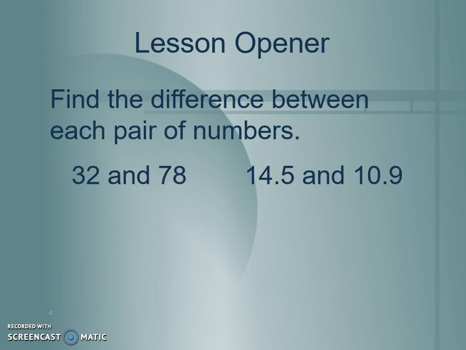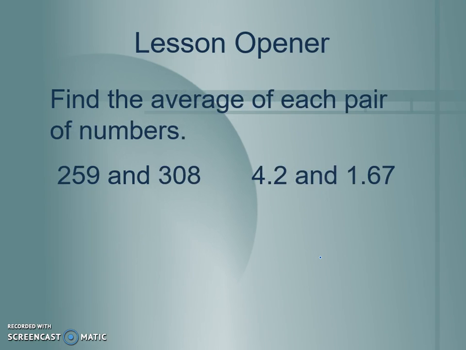Find the difference between each pair of numbers. Well, the difference, we need to remember difference means to subtract. So we're just going to subtract 32 minus 78, and we get negative 46. And then we have 14.5 minus 10.9, and we get 3.6.